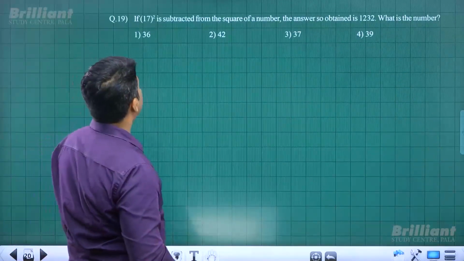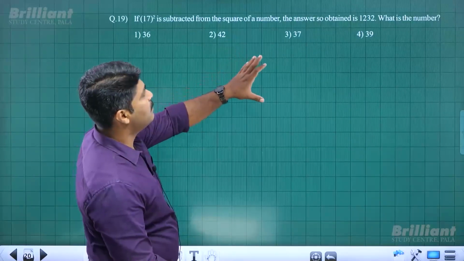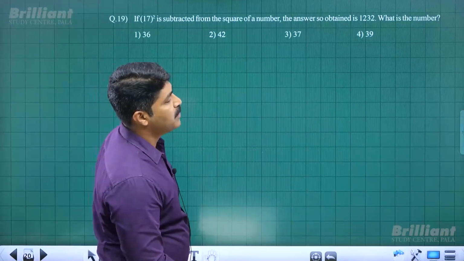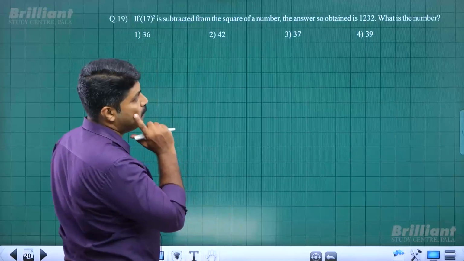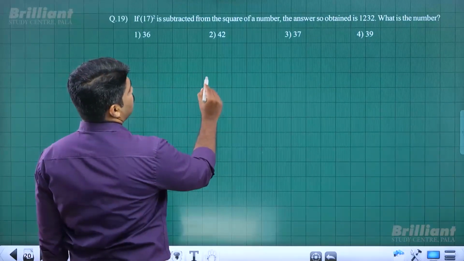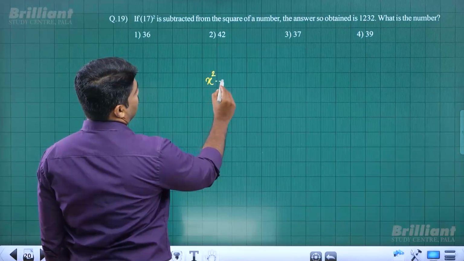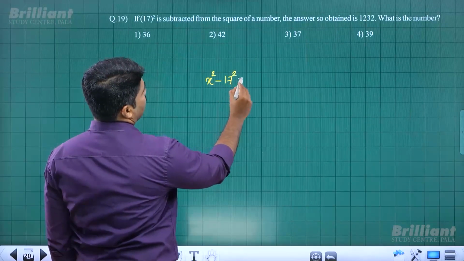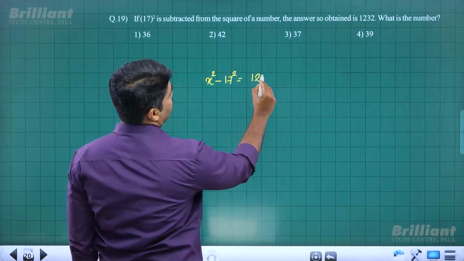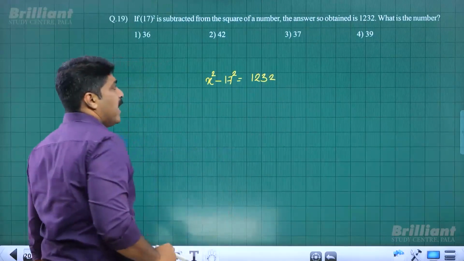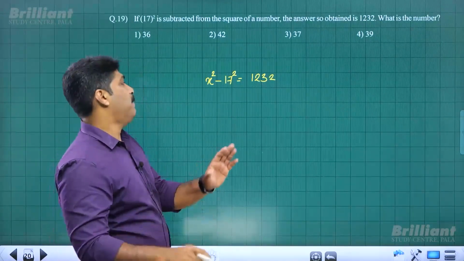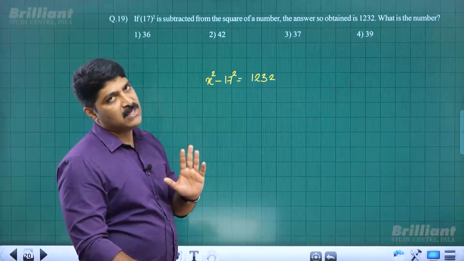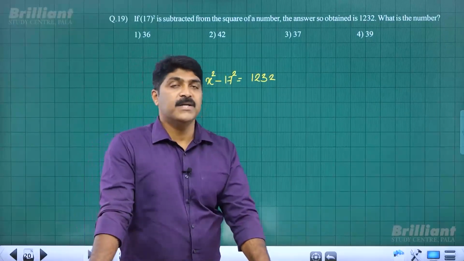Okay, then the next question. 70 square is subtracted from the square of a number. The answer obtained is 1232. What is the number? 70 square is subtracted from the square of a number. So then the result is 1232. We assume that number as x. Then x square minus 70 square is 1232. So that's a major requirement.